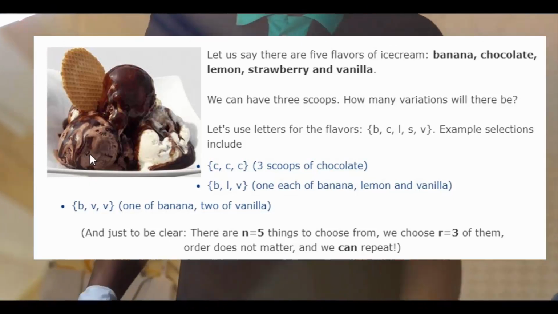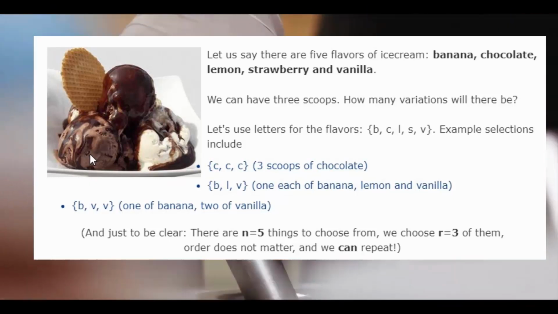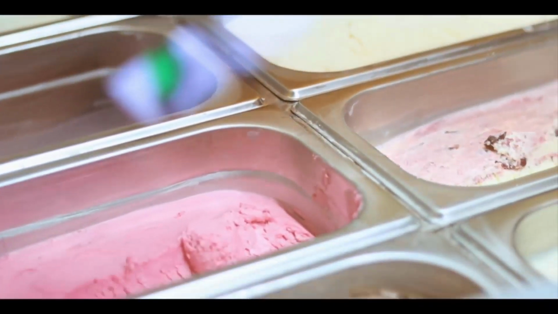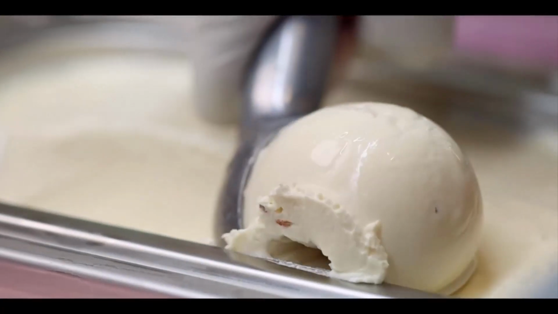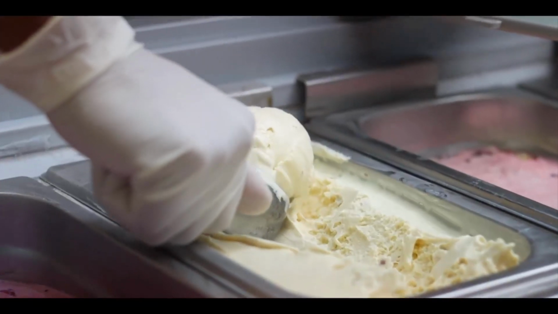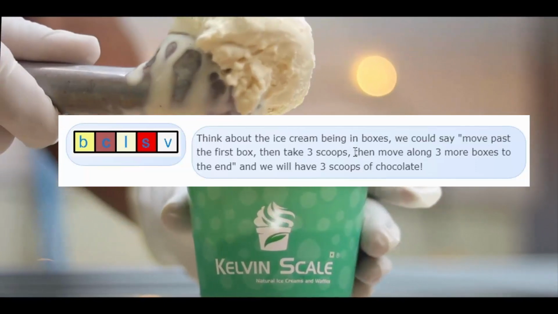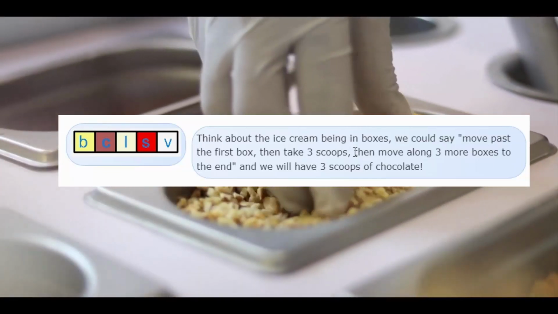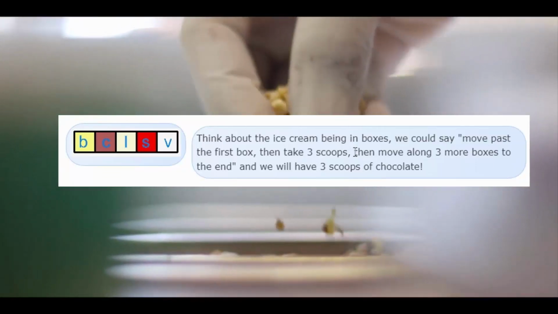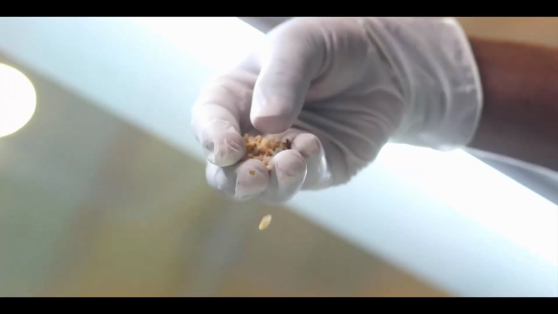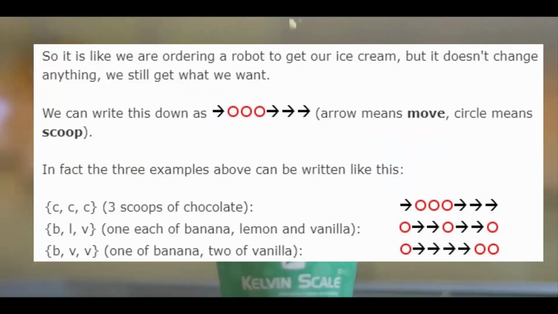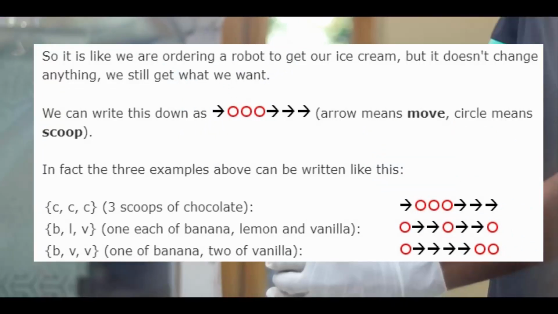Now, let's think about the ice cream as being in boxes. We could say, move past the first box, then take 3 scoops. Then move along to 3 more boxes, to the end, and we'll have 3 scoops of chocolate in this case. It's like we're ordering with a robot or a bot to get our ice cream, but it doesn't change how we want to get these.